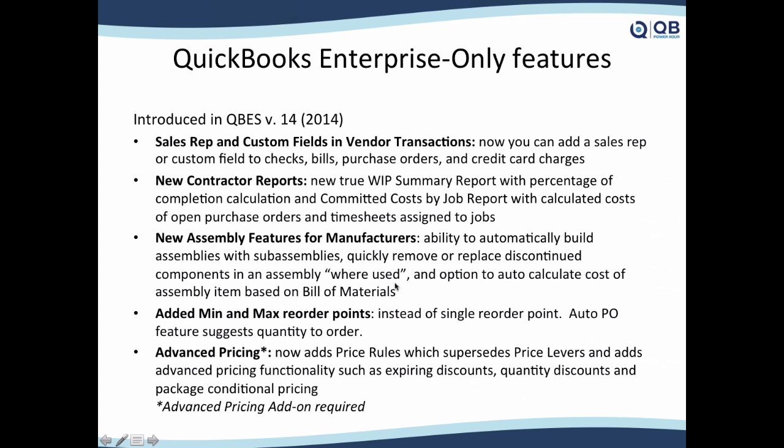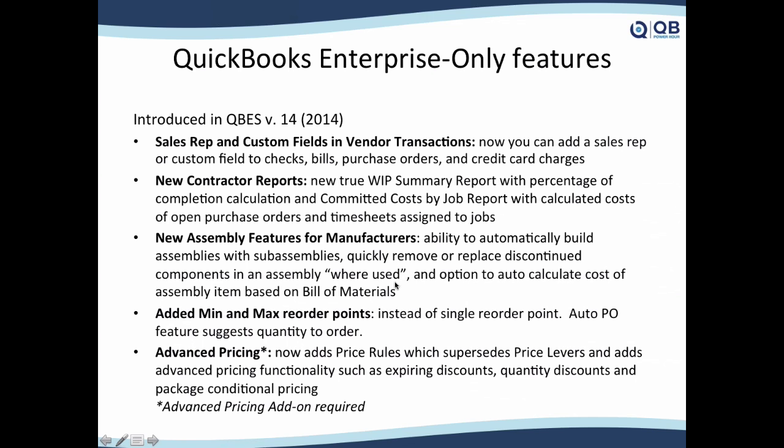We have automatically build assemblies with sub-assemblies. This is an issue with QuickBooks Premier, where you can have one assembly where one of the components is an assembly, and then QuickBooks Premier would not let you assemble the top level product before the sub-assembly is built. So what QuickBooks Enterprise did is, if you have enough inventory to assemble everything under the assembly, it would do it in a single click without you having to stop what you're doing to assemble the other one.